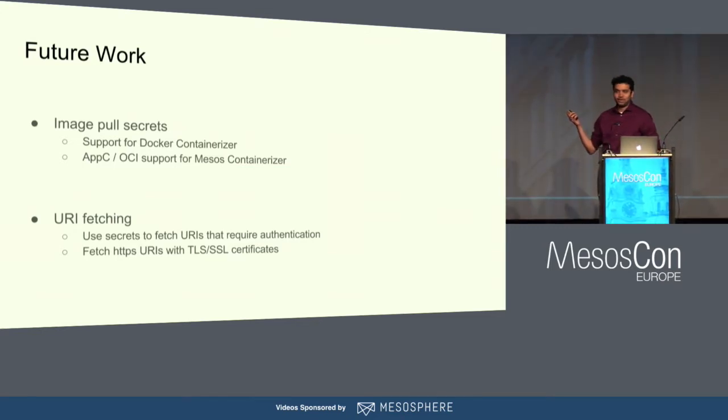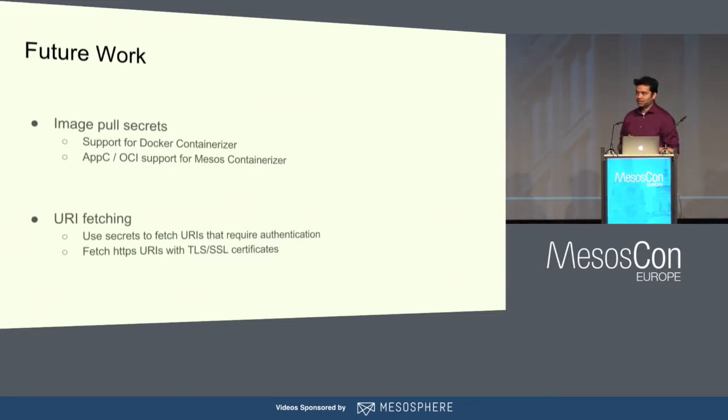Especially it's important for HTTPS, right? Like you need certificates and stuff that you need to use to get your HTTPS-based URIs, and there's no way currently to pass it. It would be nice for people to be able to pass it in the secret, and the Mesos fetcher will use that to fetch the URI.